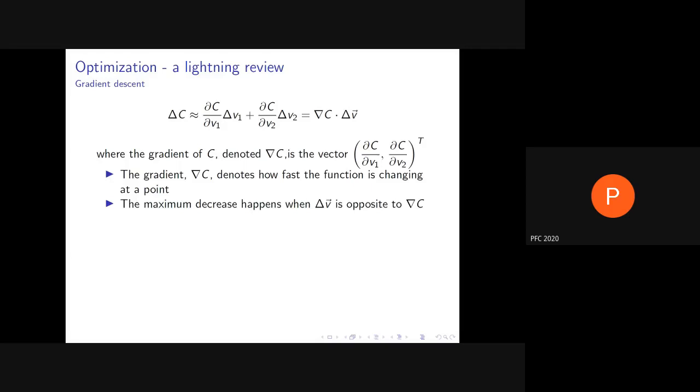But our aim, of course, is to decrease C the most rapidly. So gradient descent essentially works this way. Instead of going up along the gradient, you actually go down in the opposite direction. So at every step, the change delta V is directed opposite to grad C, which is why you multiply grad C by a negative number and add that to V.